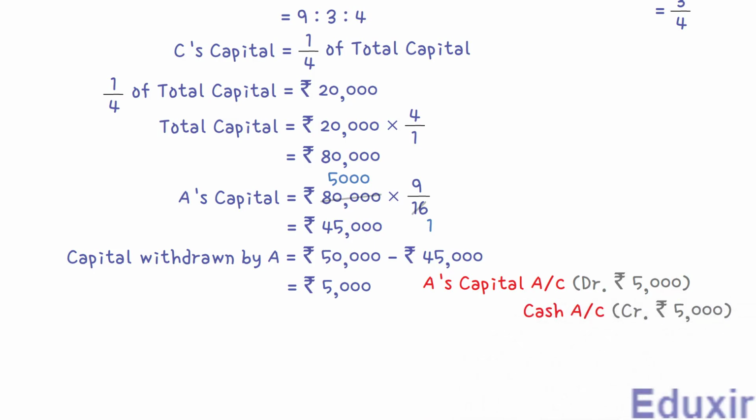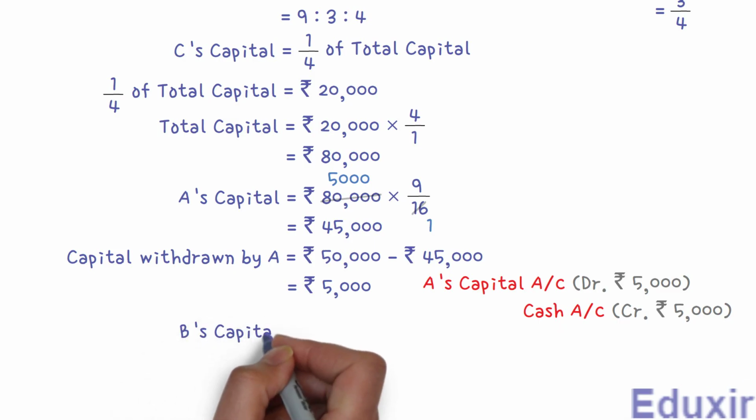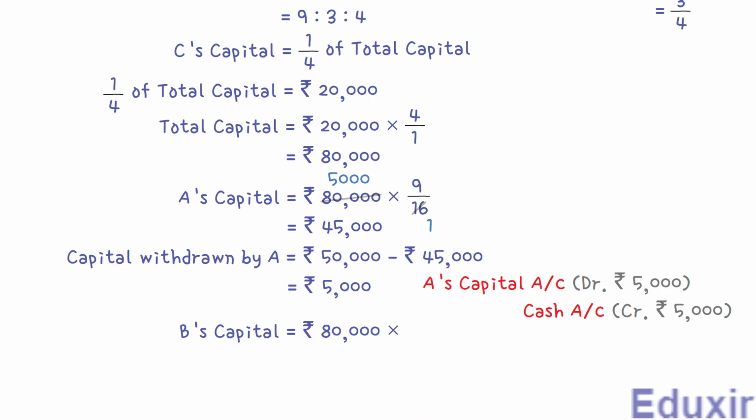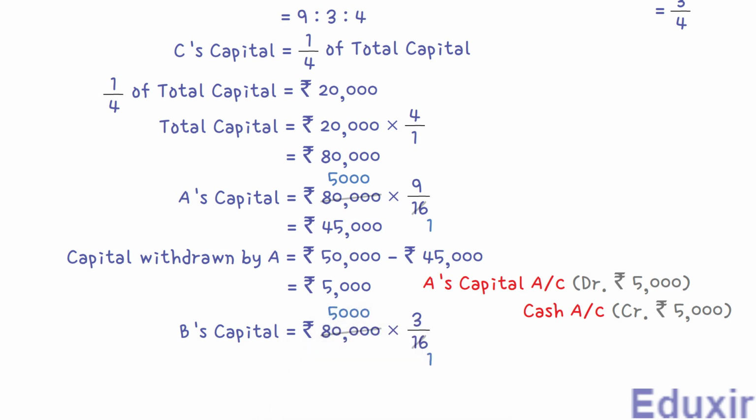5,000 rupees. And the proposed amount for partner B's capital is equal to the total firm's capital amount of 80,000 rupees multiplied with his profit share proportion of 3 upon 16. Cancelling with 16, 16 ones are 16, 5,000s are. Now if we multiply the remaining 5,000 rupees and 3, we get 15,000 rupees.